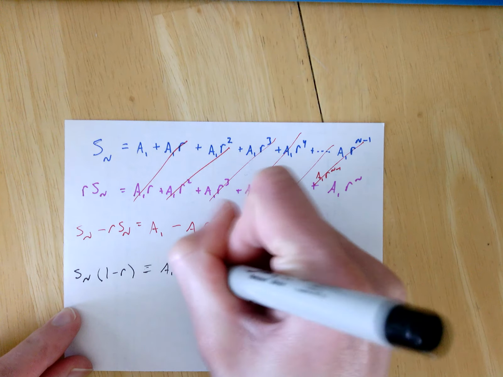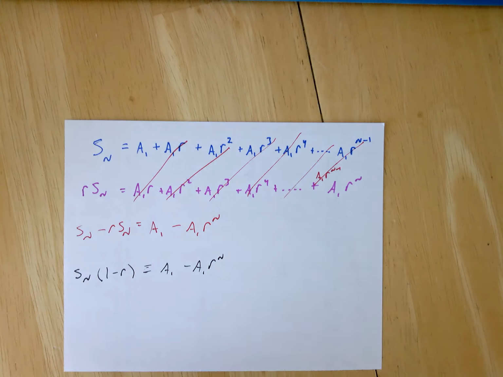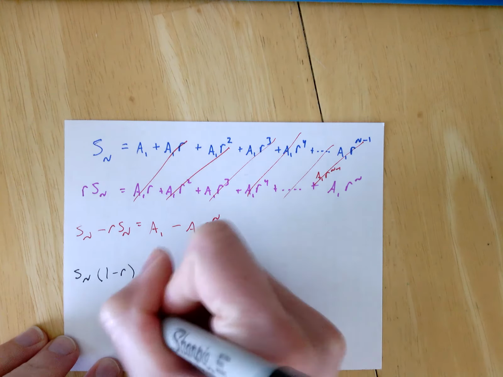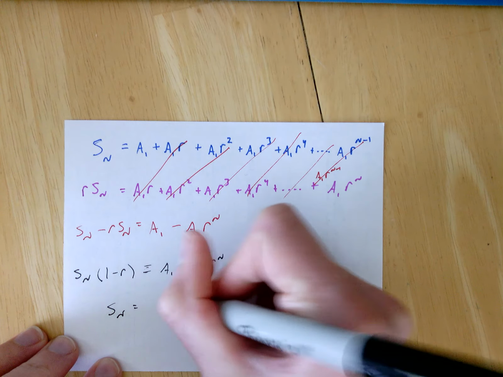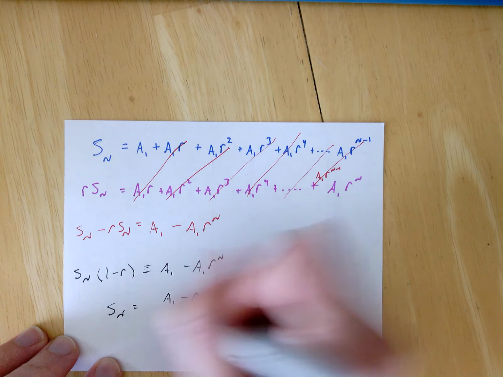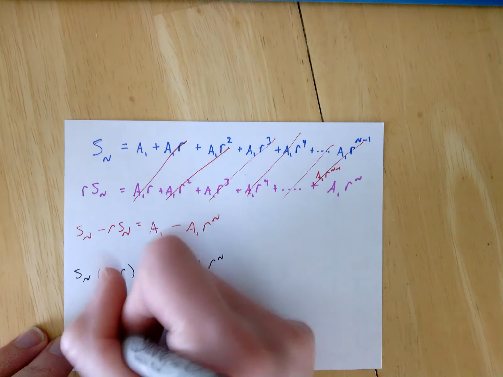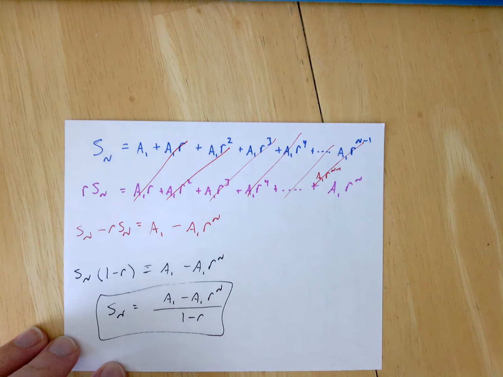Okay, and our goal, I want to rewrite this as S sub n equals something. So I'm going to divide both sides by the 1 minus r. So the sum of my sequence is going to be a sub 1 minus a sub 1 times r to the n over 1 minus r. And that is the formula that we're going to look at.